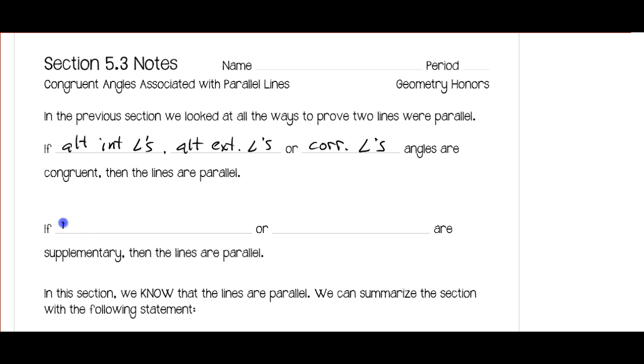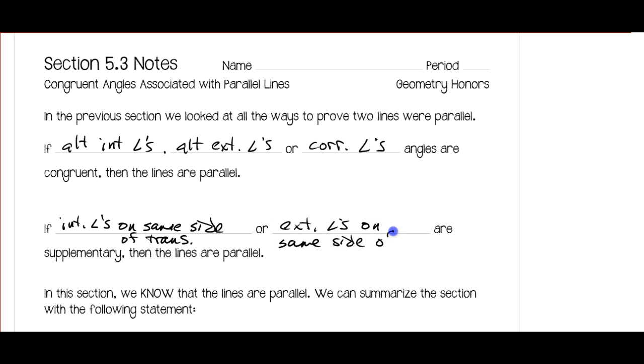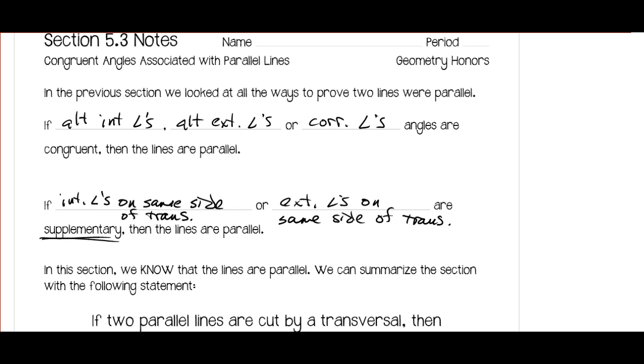Or if interior angles on the same side of the transversal, or exterior angles on the same side of the transversal, are supplementary, then the lines are parallel. So basically we have 5 different ways that we can prove lines are parallel.